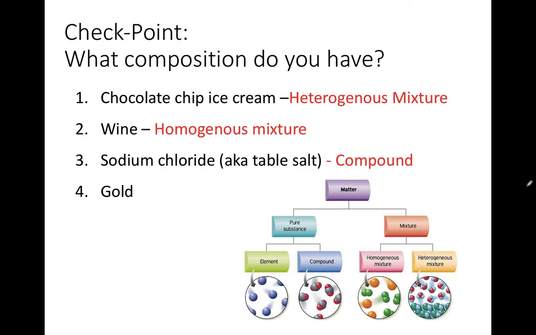And then gold is best classified again as a pure substance if I have a pure piece of gold. And then because gold is one element found on the periodic table, it is classified best as an element. So that's how you can classify the type of composition you have based on what matter you have.